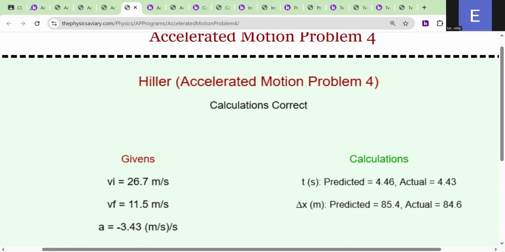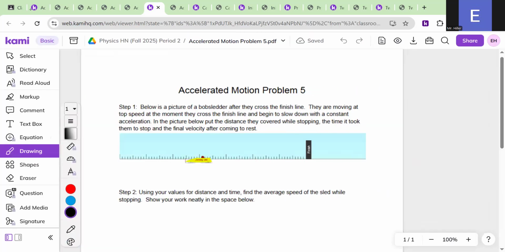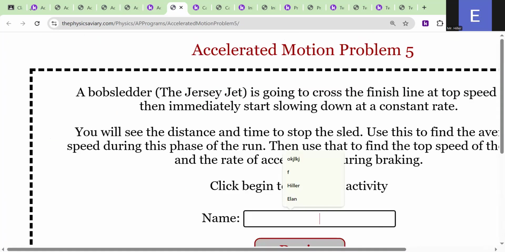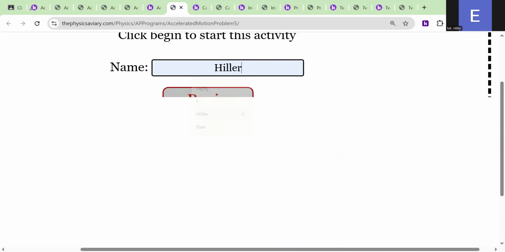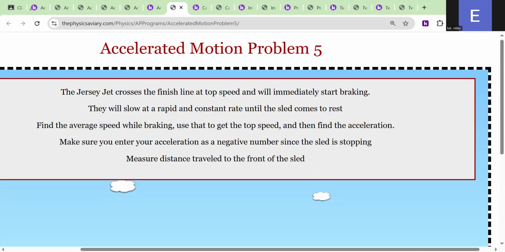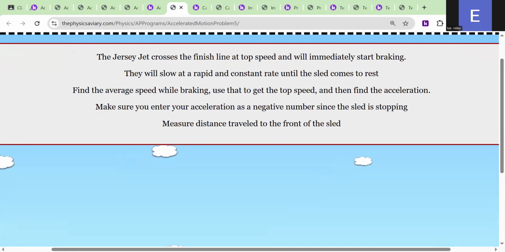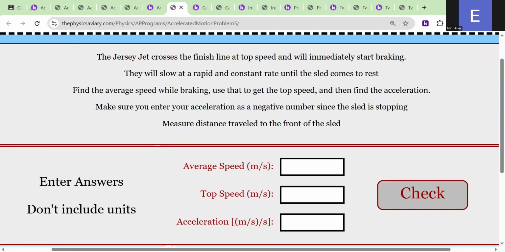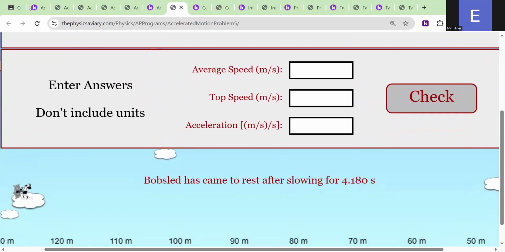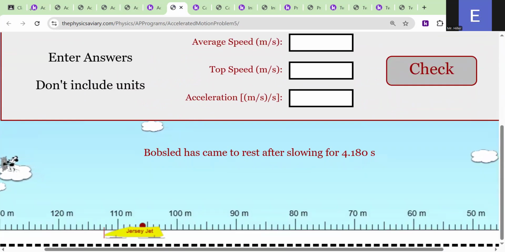Now, questions 5, 6, 7, 8, 9, and 10 have their own PDF. Okay, so open up those. This is going to be accelerated motion question number 5. Okay, and go ahead and enter your name into the program. Now it says the Jersey Jet, okay, which is going to be a bobsled. It crosses the finish line, and you can see mine, and I'll just go ahead and reset that.